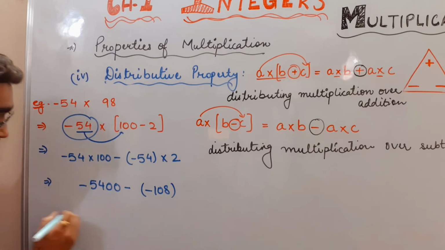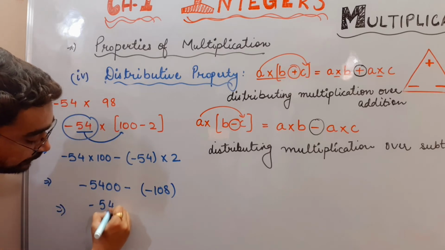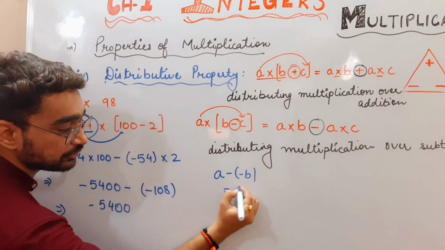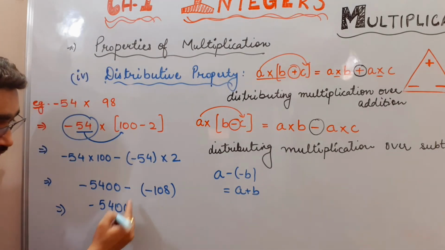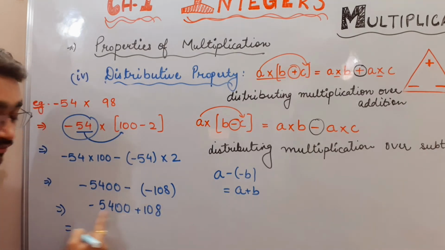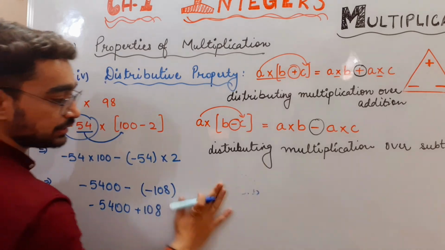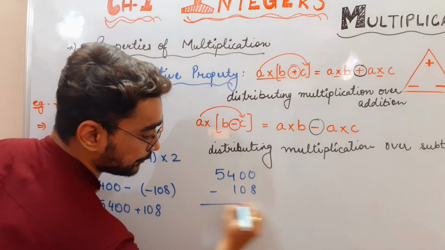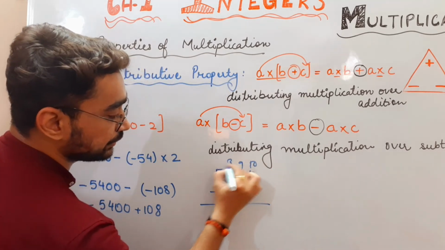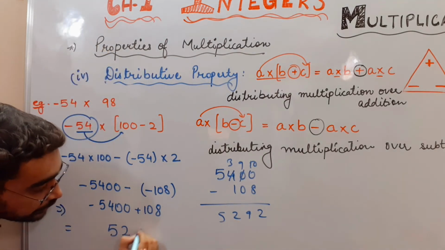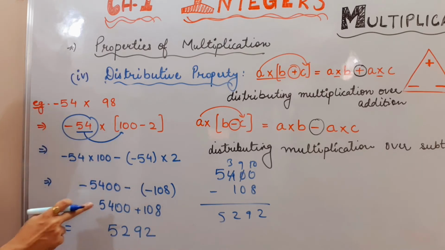Now if two minuses are coming here, what we will do? We remember that minus minus is always equal to plus, right? So the two minuses are coming, it will become plus 108. Now what I need to do is that 5400 minus 108. Then answer will be 5292. This will be positive or negative? This will be negative because 5400 is bigger.